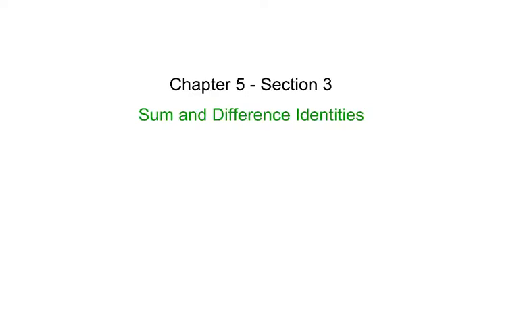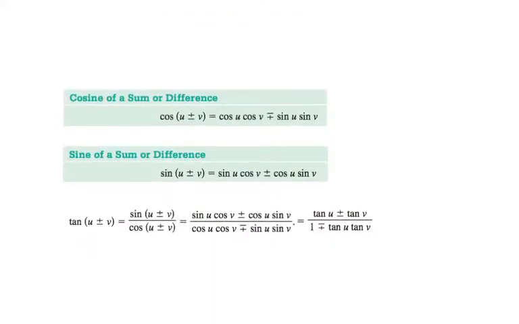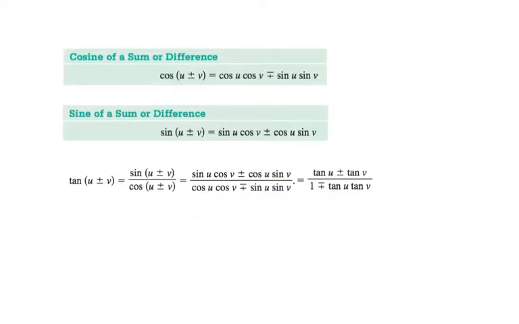Alright, so here we are with the 5-3 notes for sum and difference identities. Basically what we're going to do is get a few more formulas, and then we're still going to be doing those proofs using these. So, the problem here is that mathematicians like to simplify things. So, what happens is this statement here is actually two formulas.